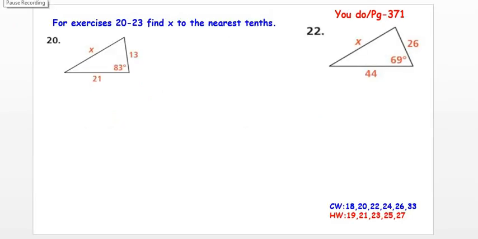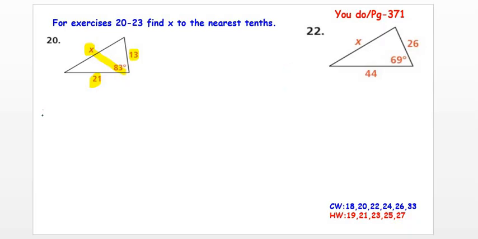Let's solve some more questions. Now these are the questions from the exercise, question number 20 and 22. Let's see how we can solve it. They want us to find this side x and it is opposite to the angle 83. Then these are the two sides in which this angle is included. That means we have to use the law of cosines.